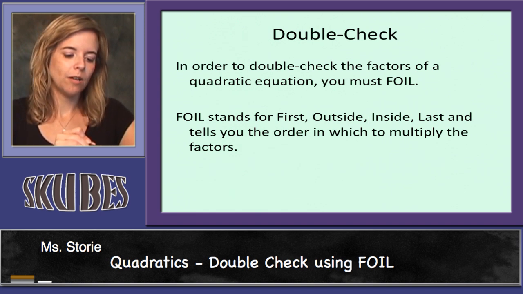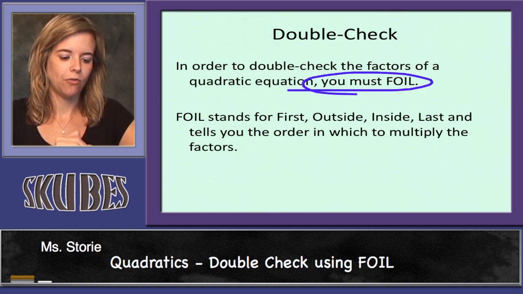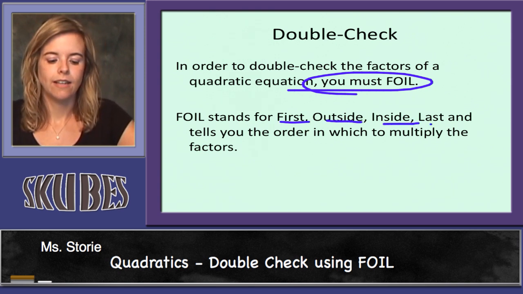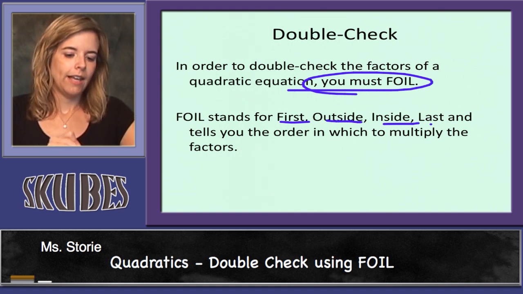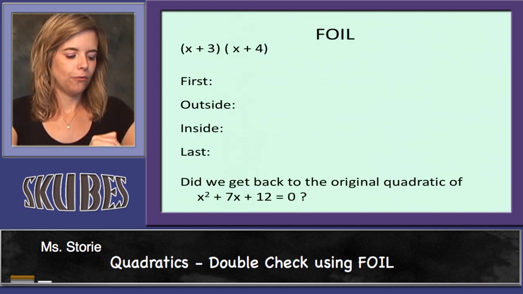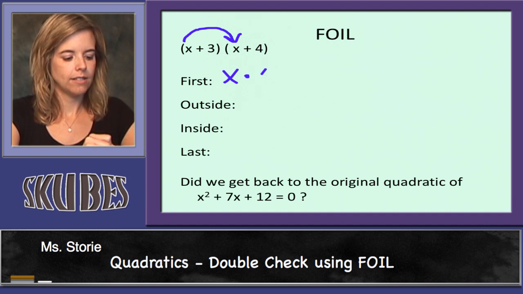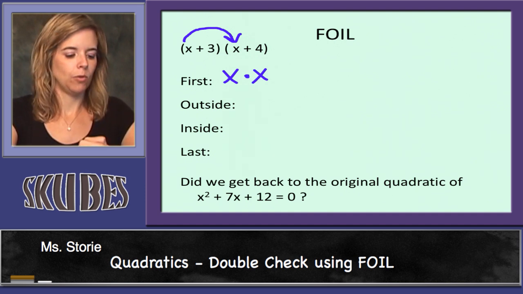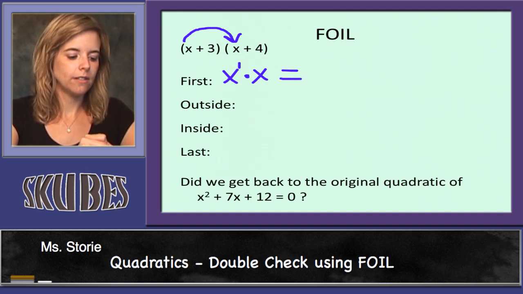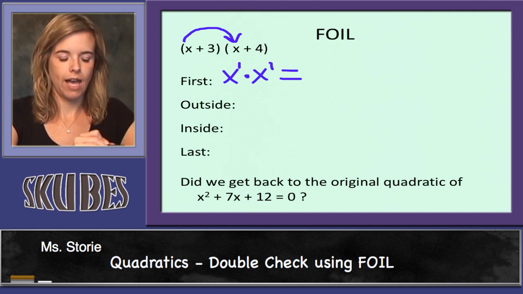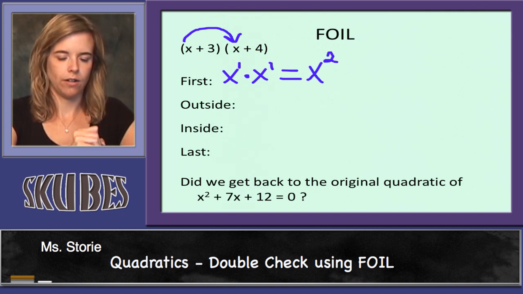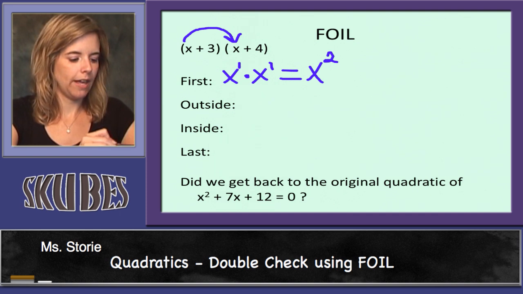Okay. In order to double check the factors of a quadratic, you have to FOIL. Here we go. FOIL stands for first, outside, inside, last. And that's what gives you the clue on what to multiply in what order. If we look at it, first would be multiplying the first term times the first term. So we're actually multiplying x times x. And remember, when you're multiplying with exponents, they're invisible ones, we're actually adding them, so you get x squared.